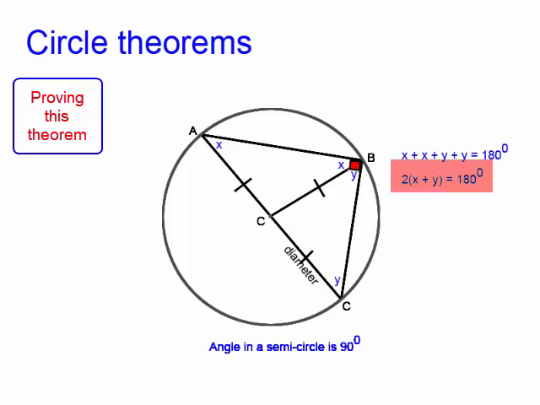Another way of expressing this would be 2 upon x plus y equals 180 degrees. Now if we divide this expression by 2, we find that x plus y equals 90 degrees. By finding the size of these two angles, we have also found the size of the angle in our original triangle. Therefore we have proven the theorem that the angle in a semicircle is 90 degrees is true.